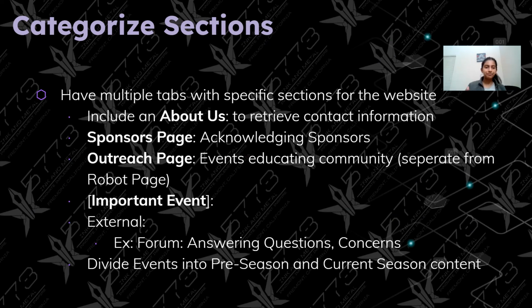Another thing is having important events. So these important events can include external information, like having a forum where you answer questions and concerns. And overall, you would also divide the events into probably sections, like pre-season and current season within that tab. So that when you refer back to it, you need to do any documentation, you're able to clearly just go on your website and see what you have done in the past, how you can reflect on it, and what new things you have done.